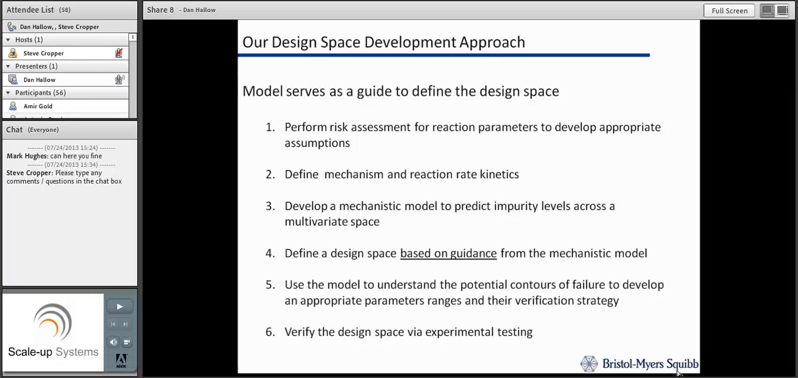Next, we sought to define the design space based on guidance from the mechanistic model, and this was really done by using the model to understand the potential contours of failure, to develop appropriate parameter ranges, and a final verification strategy. And lastly, we verified the design space via some experimental testing.